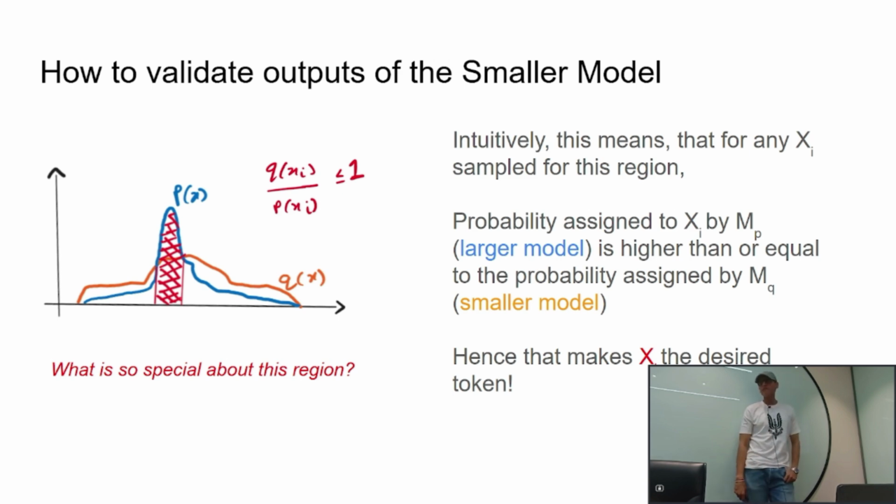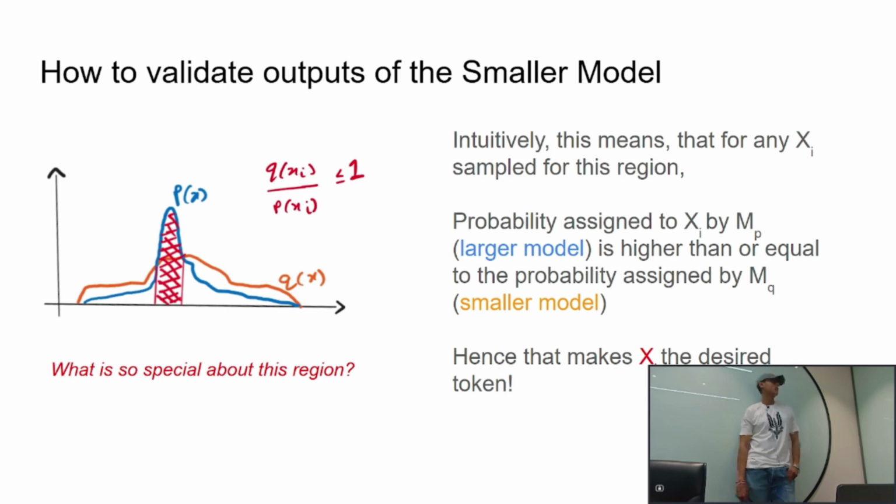What if, just to give an example, let's say the token is revolves. The larger model did assign higher probability to revolves than the smaller model did, but it also assigned an even higher probability to some other token. In that case, the larger model is saying that if we are not doing proper sampling, this is what we should pick.